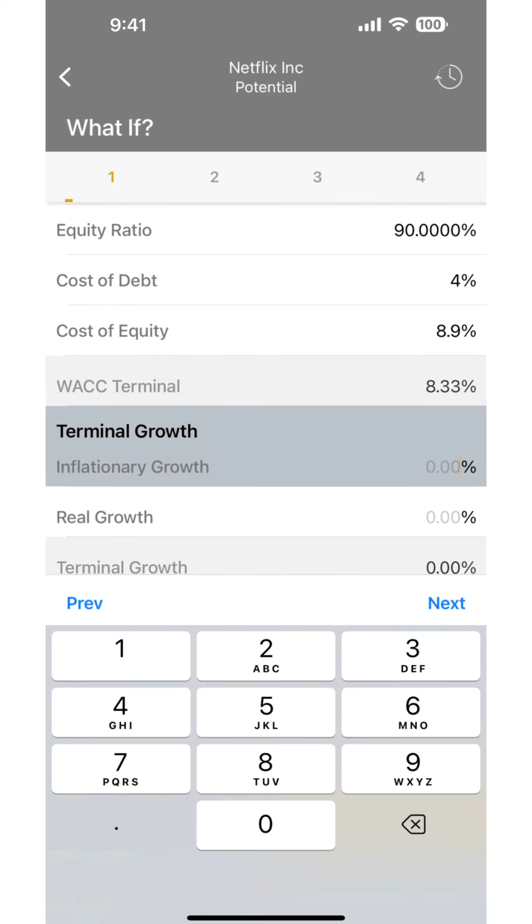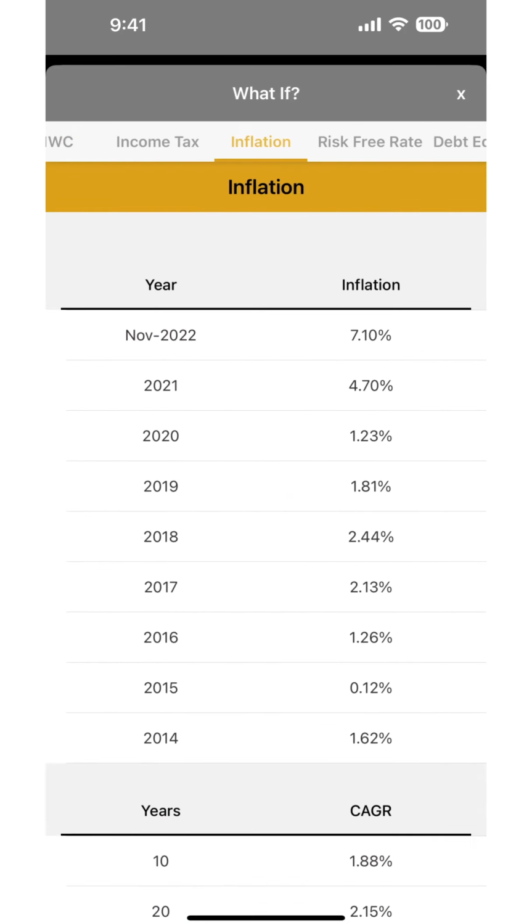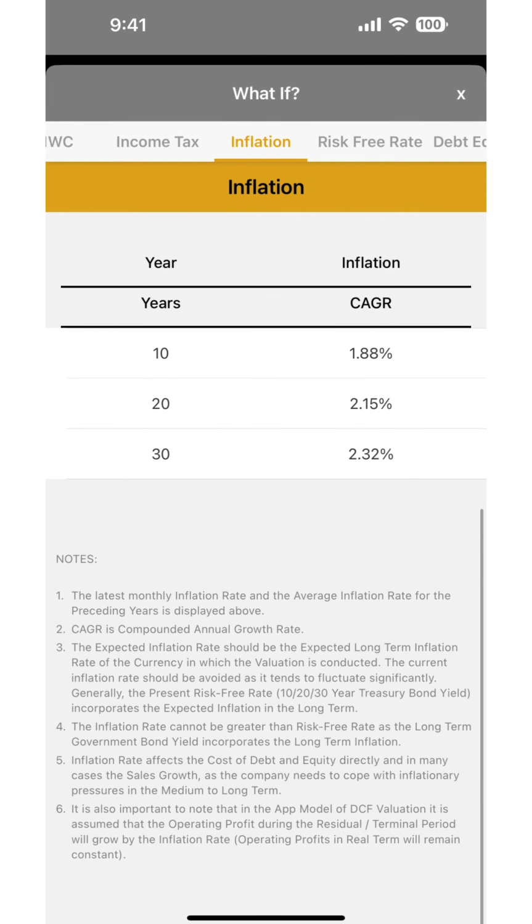We now need to enter the terminal growth assumptions. We assume Netflix will be able to keep up with the inflation in the very long term. Hence, the inflationary growth for Netflix is taken at 2% as assumed in the terminal growth. The user may click the history icon to check the history and check the CAGR of inflation for the currency for up to 30 years.